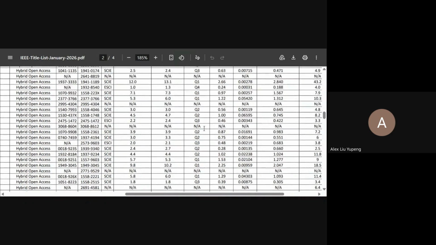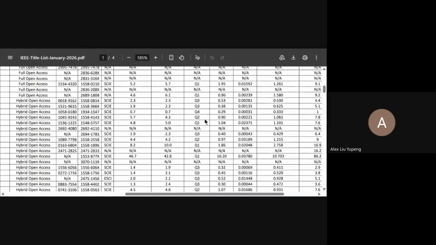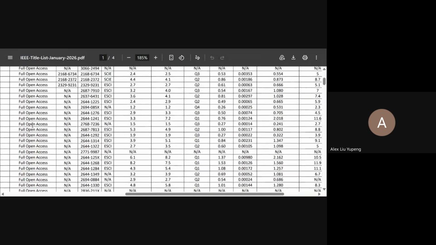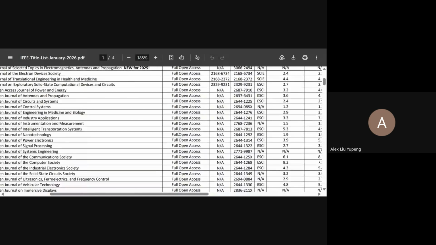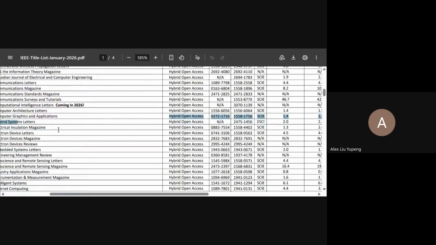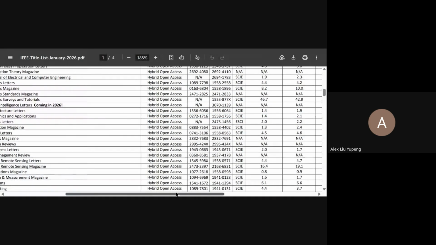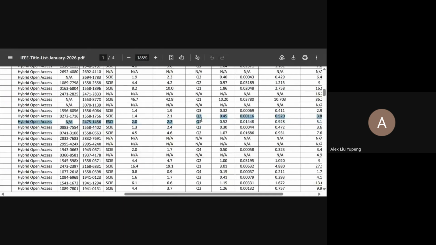Sorry, it's this one. Yeah, this is the table, right? Full open access. And they also tell you like these journals, they are hybrid open access. And they will also tell you whether it's Q1, Q2, etc.